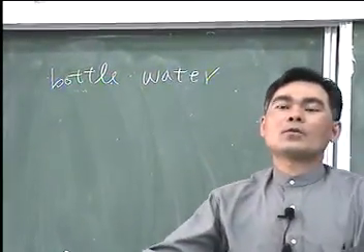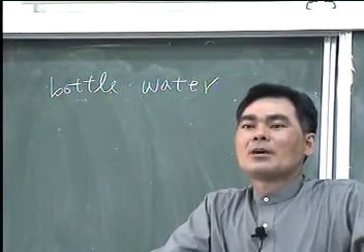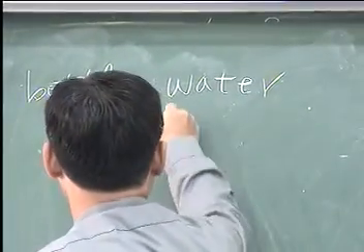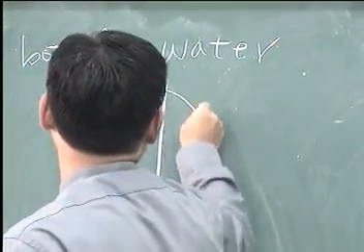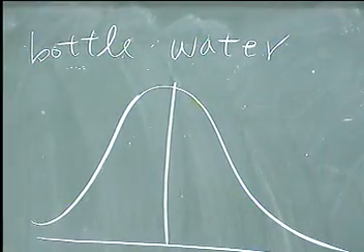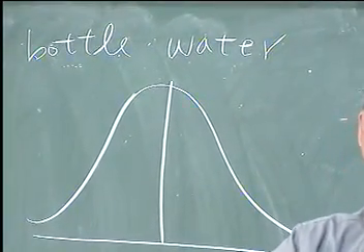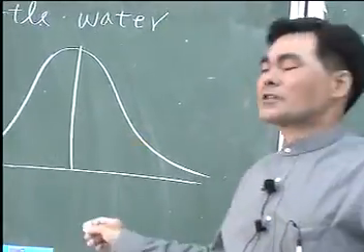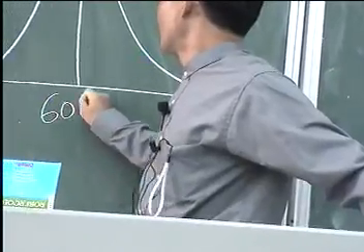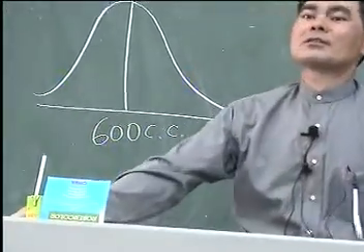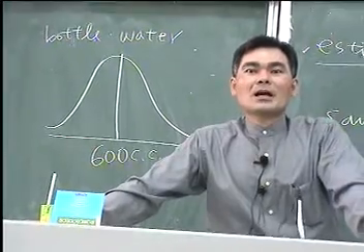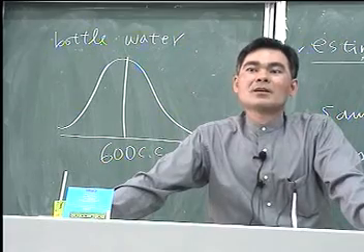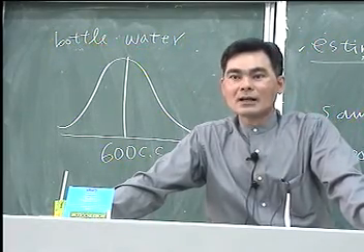So each bottle of water oftentimes contains about 600 cc of water, okay? So suppose the volume of the bottled water is also a normal distribution like that, and of course you expect that the mean, the average, would be 600 cc, right? But if you take out any bottled water from a supermarket, it may vary, okay? It may not be exactly 600 cc.